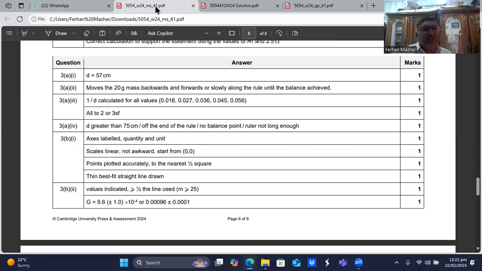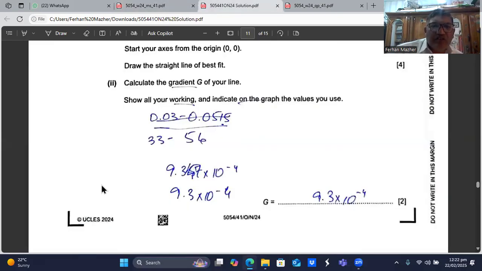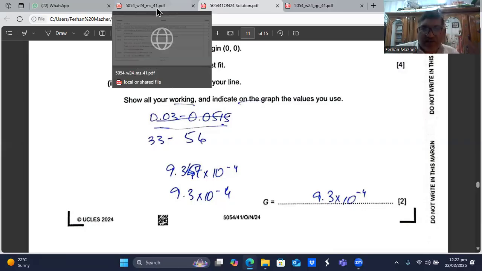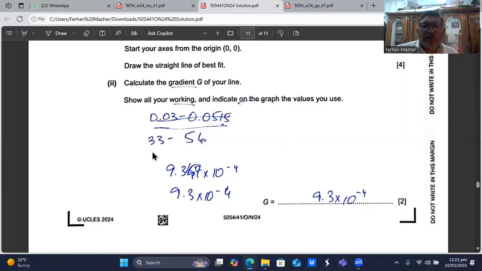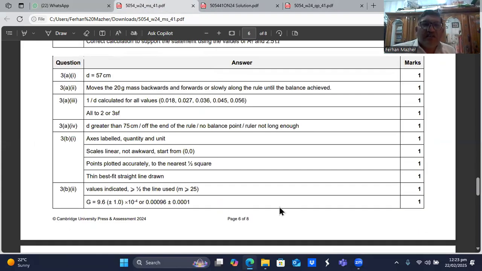They say the reading will be 9.6 × 10^-4. A little bit up and down is possible. Our reading is approximately in the range of that answer. So you can also try your own values and it may give a better answer. Our answer is a little off, but there's no problem. The technique is this.